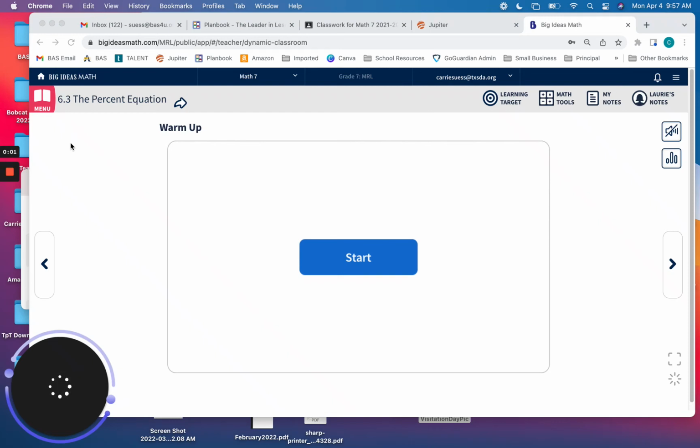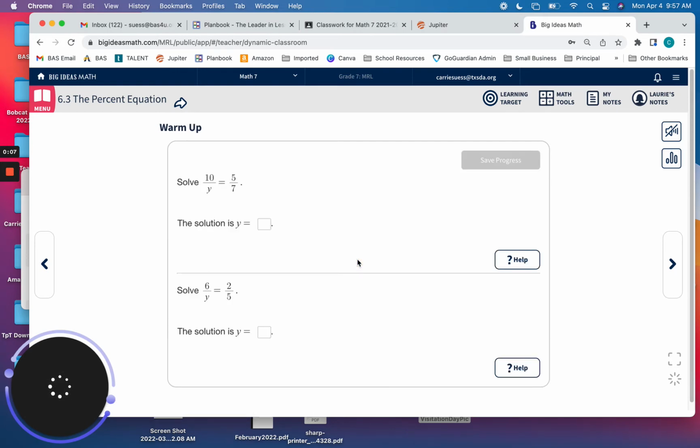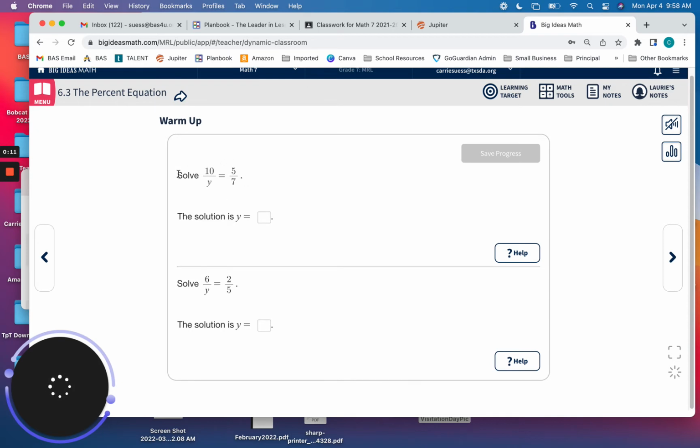All right, 7th grade, lesson 6.3, the percent equation. On your warm-ups, you're solving for y. What is the fastest way to solve for y on these? Cross multiply and divide. So we're solving for y, so we're going to do 10 times 70 divided by 5 to get your answer. All right, go ahead and do that.